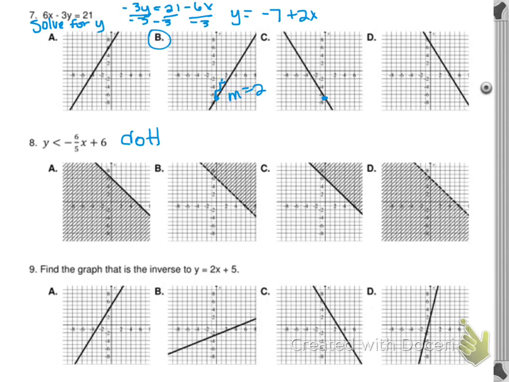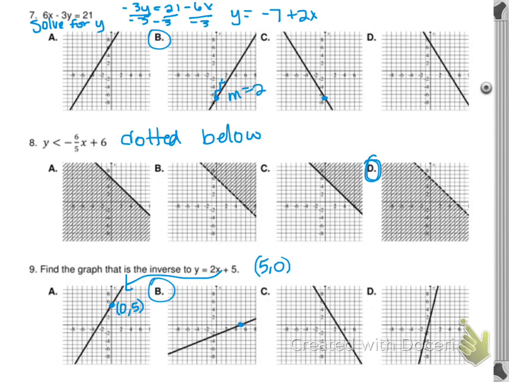Okay, for the next one, it's a dotted line, and it's shaded below. So there's only one that's a dotted line shaded below. Okay, the next one is an inverse. Now, the first graph is the line, but you don't want the line, you want the inverse of the line. So you take those ordered pairs and switch them. Well, I took the y-intercept and made it the x-intercept, and there's only one answer choice that fits that.